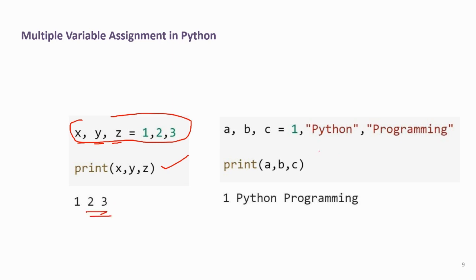Now similarly, here is another example. One will be assigned to A, the string Python will be assigned to variable B, then programming will be assigned to variable C. Now when you print A, B, C, 1 Python programming will get printed.